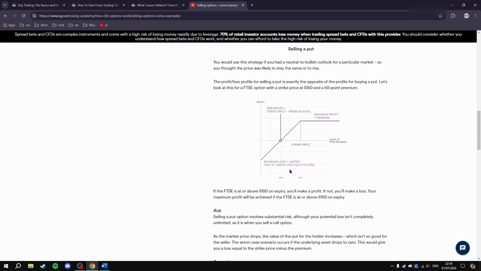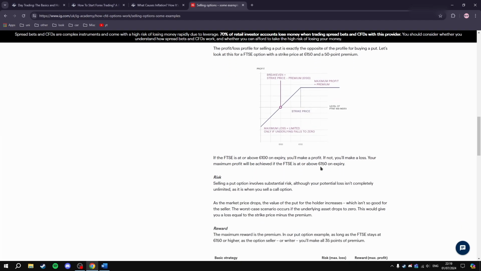Selling a put: use this strategy if you have a neutral to bullish outlook for a particular market, so you think the price is likely to stay the same or to rise. The profit loss profile for selling a put option is exactly the opposite of the profile for buying a put option, so it looks like that.